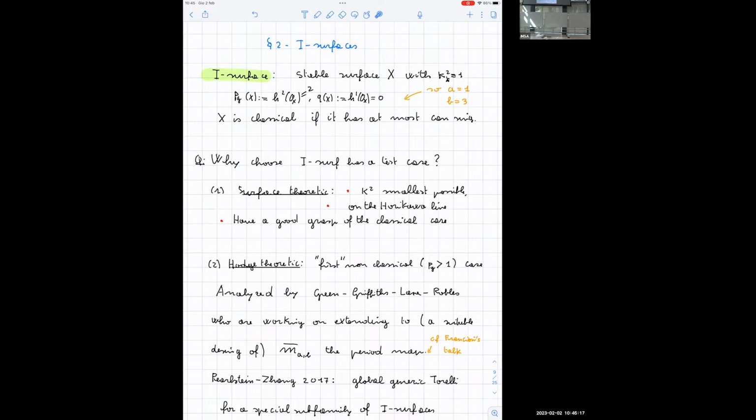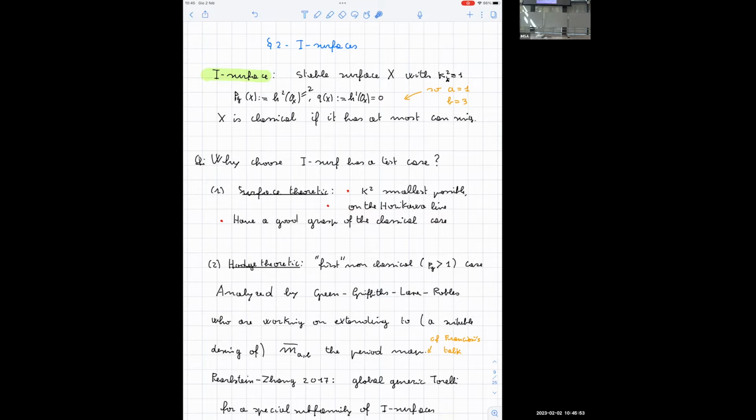From the point of view of people who work on surfaces, they are good because K squared is always positive, so 1 is as small as possible. One advantage of this choice, for instance, is that the Rollenske examples are all irreducible, because K squared is the sum of K squared of all the components, and if we have integers adding up to 1, there can be only 1. And this is on one of the Noether lines.